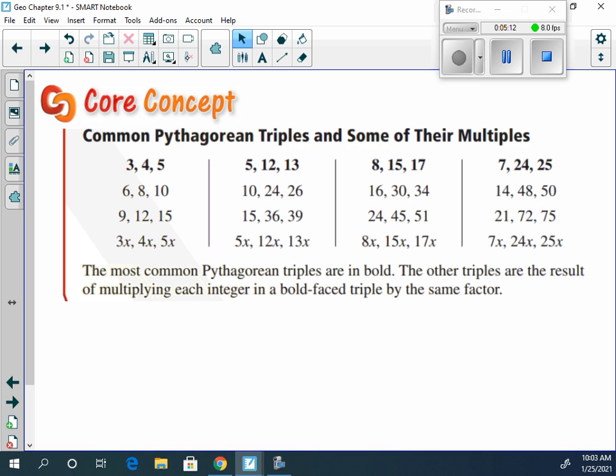Because if we look at 3, 4, 5, well, 6, 8, 10, because I just took 3, 4, 5 and multiplied them all by 2. 9, 12, 15, well, I took those same numbers and multiplied them by 3, and going on.